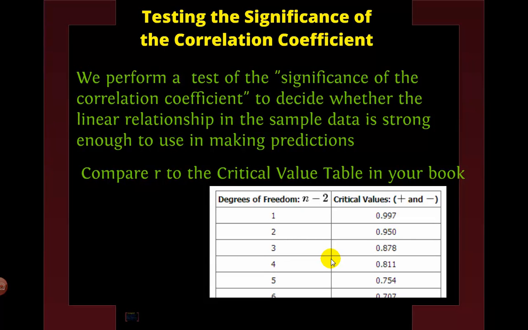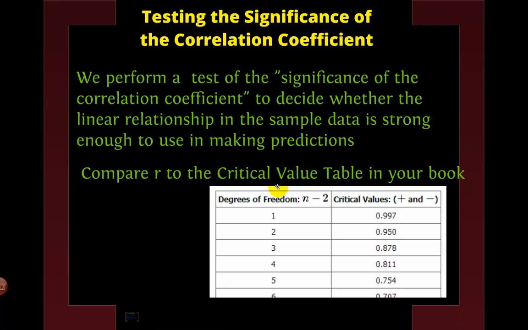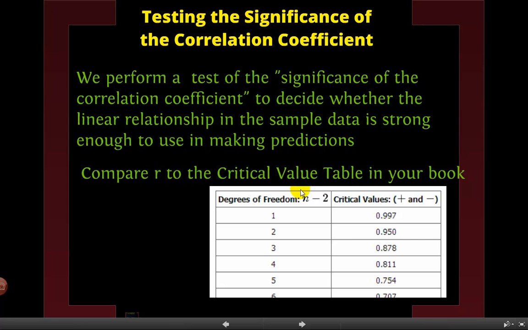So, is it significant? Is it useful? Well, we have a list. We're going to take our n. In our book, we have a critical value table. We take how many n's we have and subtract 2. That gives us the degrees of freedom. We'll get into degrees of freedom in chapter 8, so you don't have to worry about what it means at the moment. We take n, subtract off 2, and compare our R to this critical value.